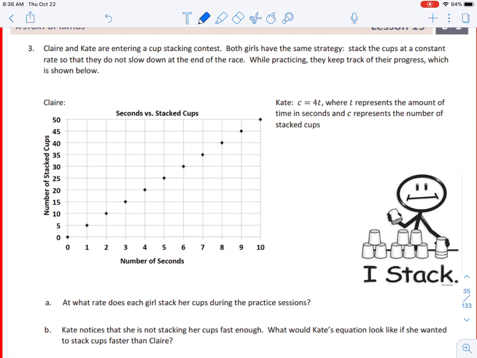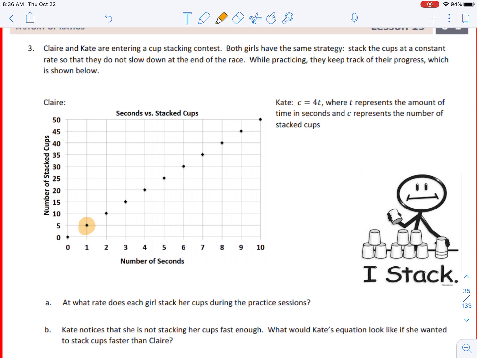Claire and Kate are entering a cup stacking contest. Both girls have the same strategy: stack the cups at a constant rate so that they do not slow down at the end of the race. While practicing, they keep track of their progress, which is shown below. So Claire's is represented on a graph. We see here in 1 second she's stacking 5 cups.